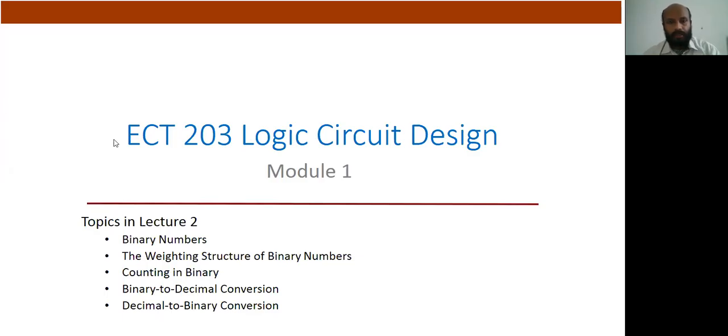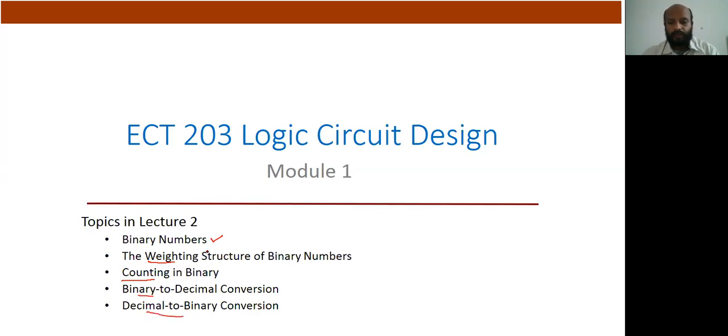In lecture 2, mainly we will discuss the number system known as the binary number system. We also discuss the structure of binary weights, how we can represent the binary weights, how we can count the numbers in binary, binary to decimal conversion, and decimal to binary conversion.